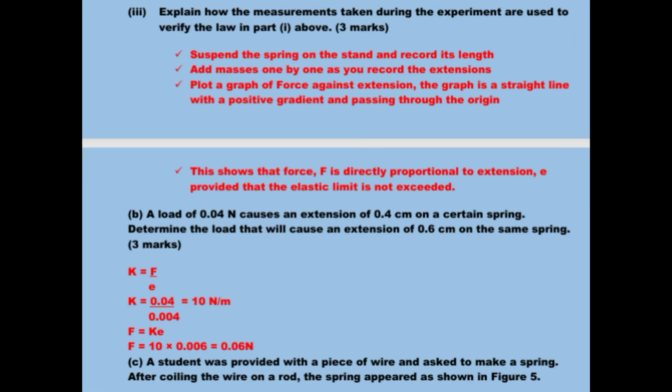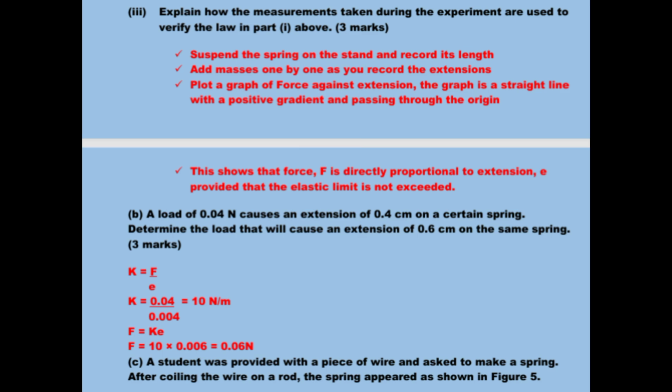When you're plotting the graph, you'll also explain how the graph looks. The graph is a straight line with a positive gradient passing through the origin, which shows that the force is directly proportional to the extension, provided that the elastic limit is not exceeded. So we have question B. A load of 0.04 Newton causes an extension of 0.4 centimeters on a certain spring. Determine the load that will cause an extension of 0.6 centimeters on the same spring.